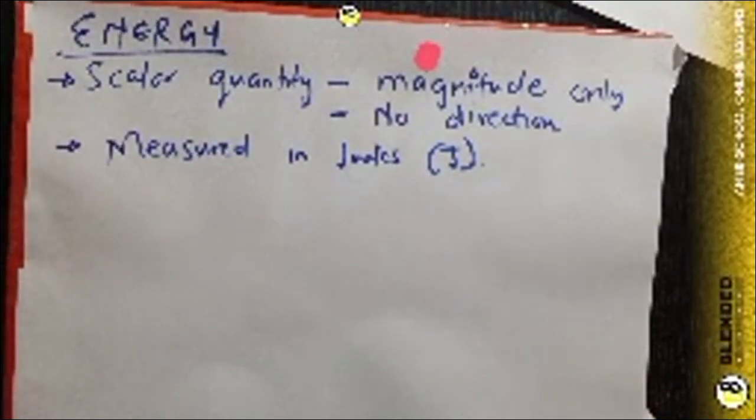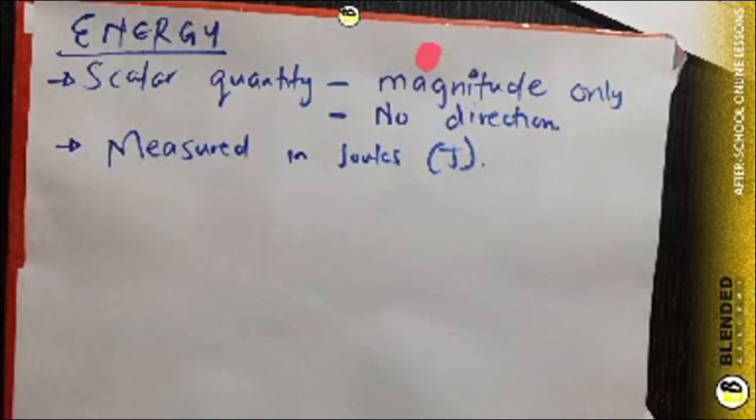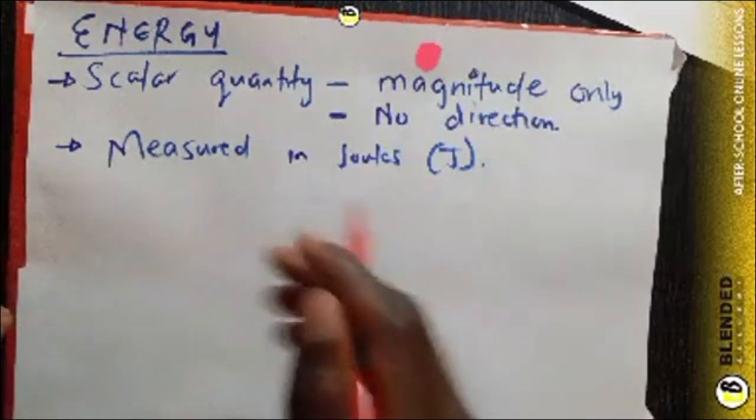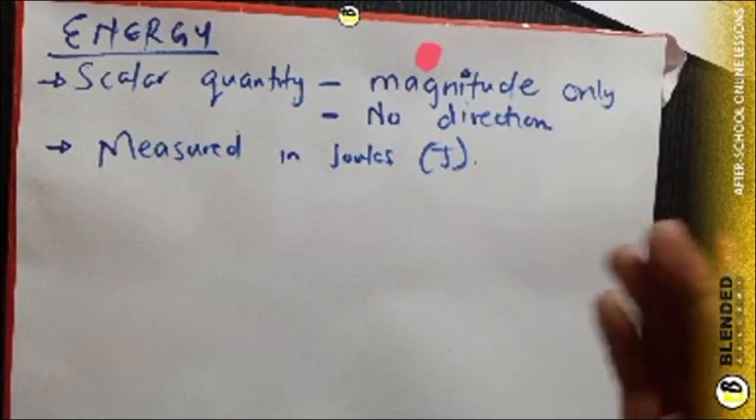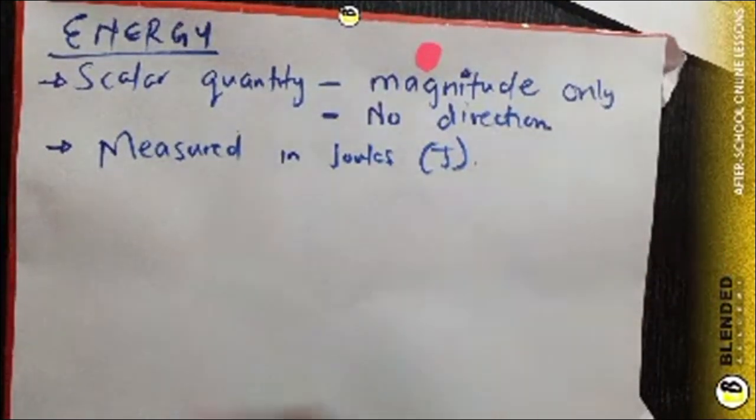Then now let's talk about the very important principle. This principle is also very important for you to understand, because physical science is a subject of principles. You just need to understand a lot of principles and be in a position to apply the understanding of those principles in solving different problems.